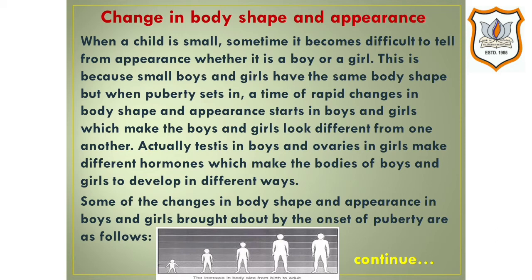When puberty sets in, a time of rapid changes in body shape and appearance starts in boys and girls, which makes them look different from one another. Actually, testes in boys and ovaries in girls make different hormones which make the bodies of boys and girls develop in different ways.